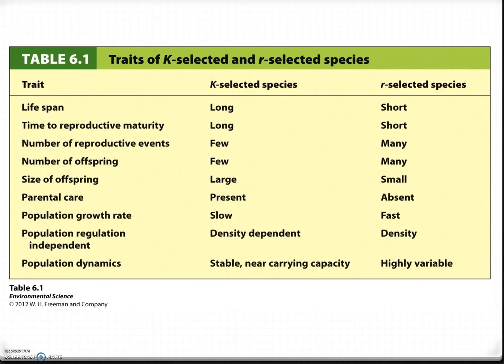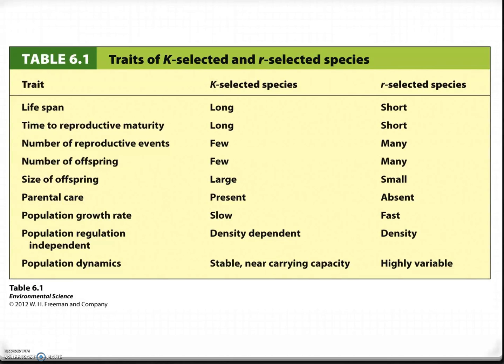How are the following traits significant to R and K-selected species? Well, K-selected species have long lifespans. It takes a long time until they reproduce. They have a few reproductive events. They have few offspring. Their offspring are large. The parental care is present. The population growth rate is slow, and they are density dependent. The population dynamics, they are stable near the carrying capacity, so they'll grow slow enough to reach that.